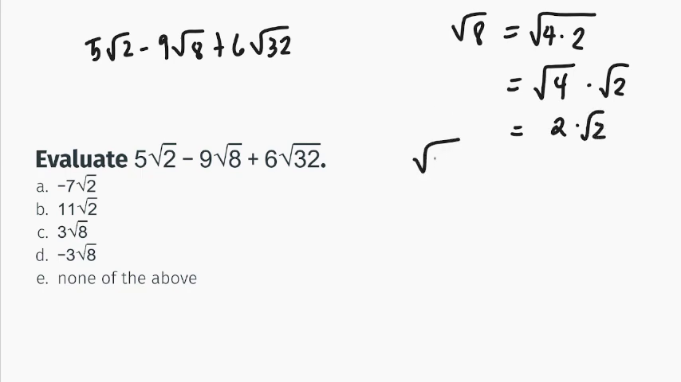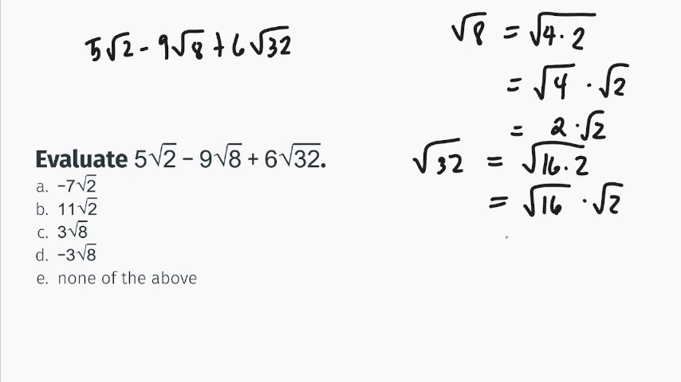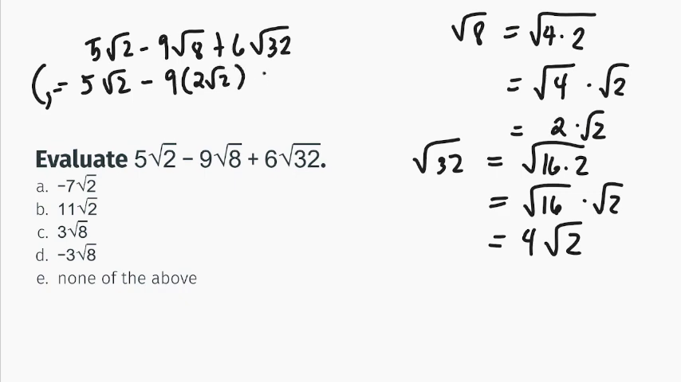Now let's move on to square root of 32. This is equal to square root of 16 times 2, which by the property of square roots is equal to square root of 16 times square root of 2, which is equal to 4 square root of 2. Using this fact, we can substitute it here, which is now equal to 5 square root of 2 minus 9 times 2 square root of 2 plus 6 times 4 square root of 2.